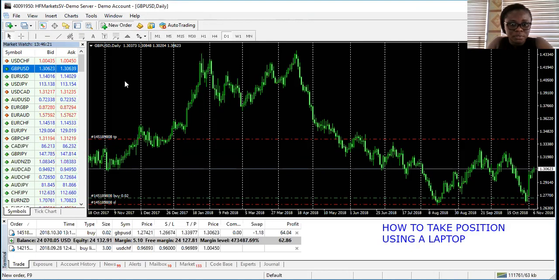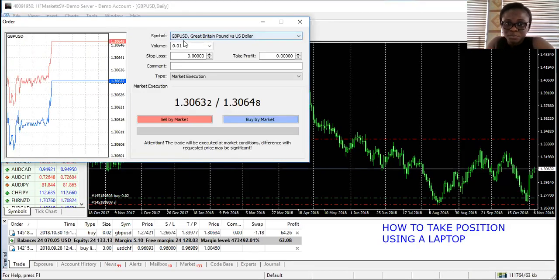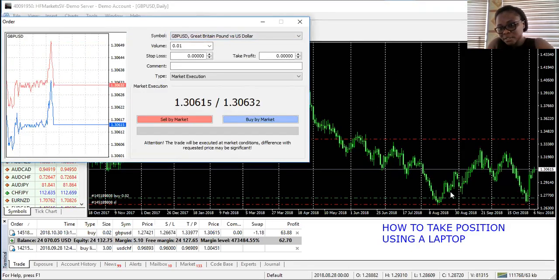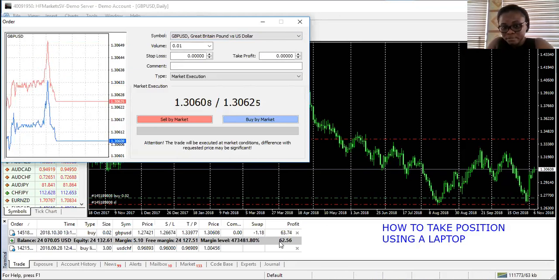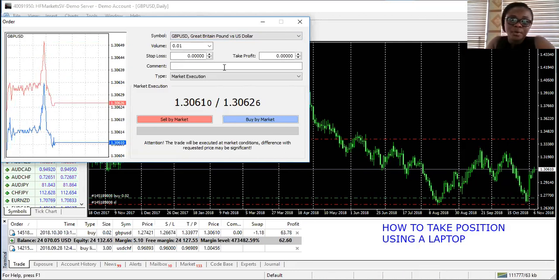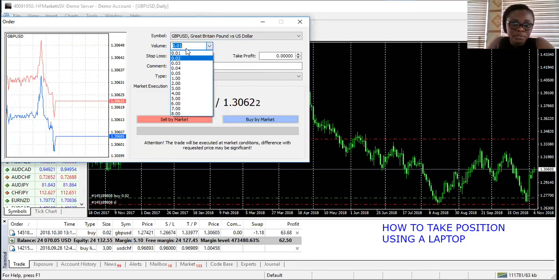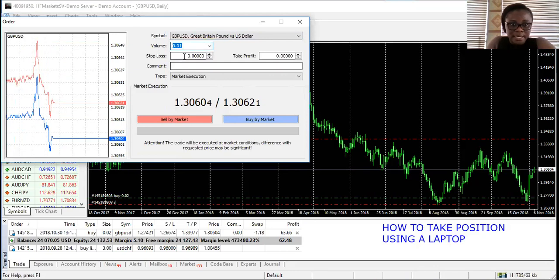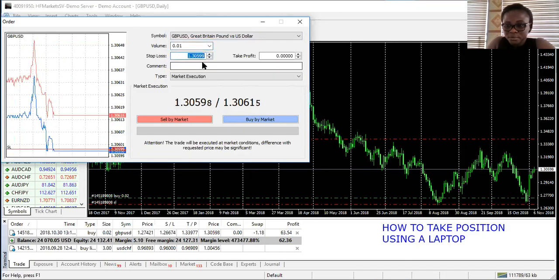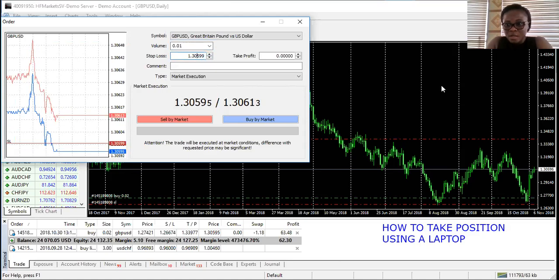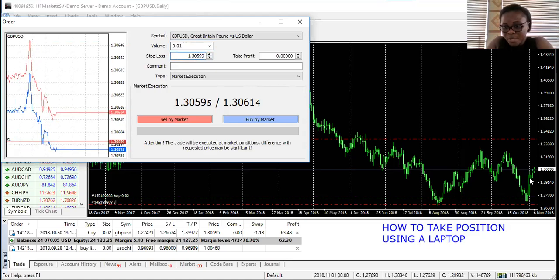Let's take a position. We come back to the GBPUSD, using the analysis from last week. This is the profit I'm in now, I think three, and I'm expecting another five weeks. So here we go. I'm using 0.01 lot. And my stop loss, I want it below here.